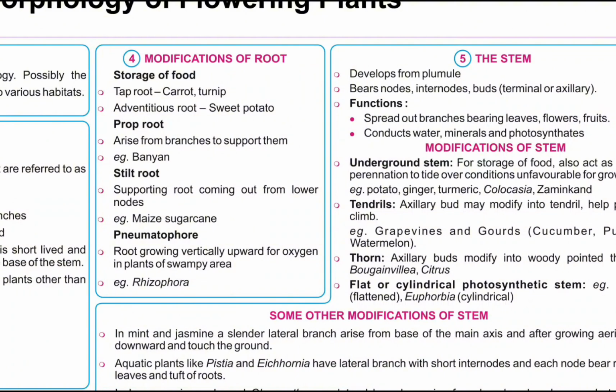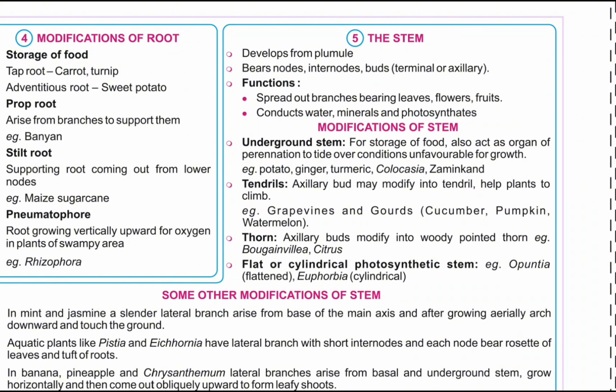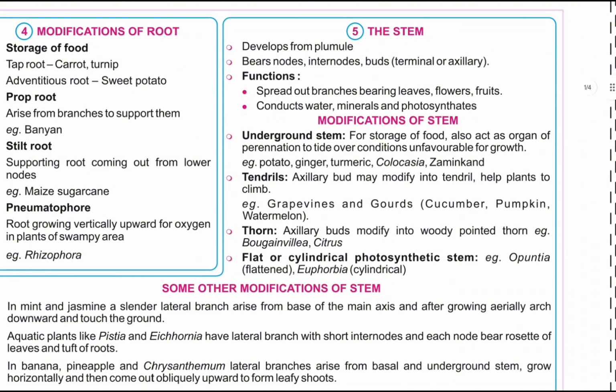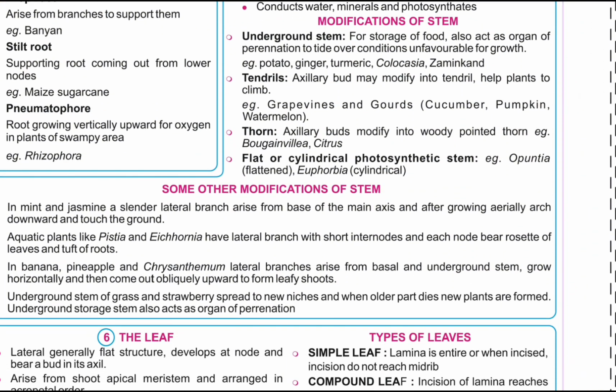Example Rhizophora. The stem develops from the plumule, bears nodes, internodes, buds, terminal or axillary. Spread out branches bearing leaves, flowers, fruits, conducts water, minerals and photosynthesis. Modifications of stem. Underground stem for storage of food, also acts as an organ of perennation to tide over conditions unfavorable for growth. Example potato, ginger, turmeric, colocasia and zaminkand.